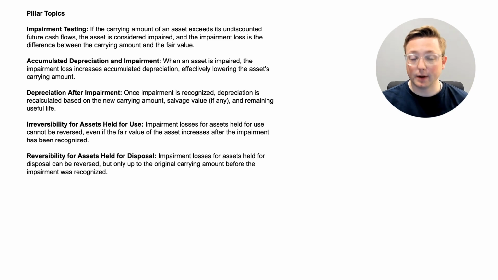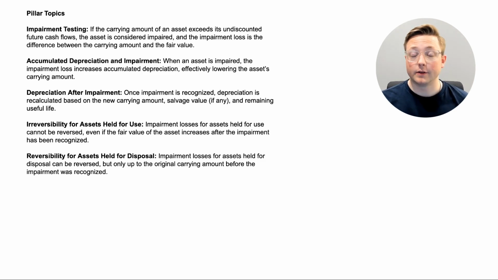Accumulated depreciation and impairment, let's talk about that. When an asset is impaired, the impairment loss increases accumulated depreciation, effectively lowering the asset's carrying amount. And that makes sense. If you're trying to get an asset's carrying amount down to what the fair value should be, one side of the journal entry for that is going to be accumulated depreciation, because you're trying to decrease the carrying amount of the asset down to what it should be.